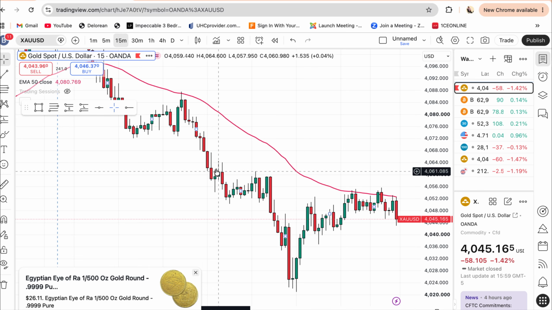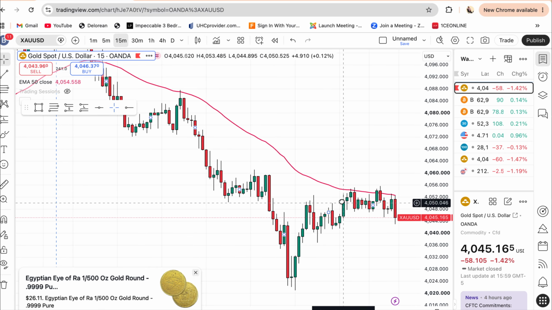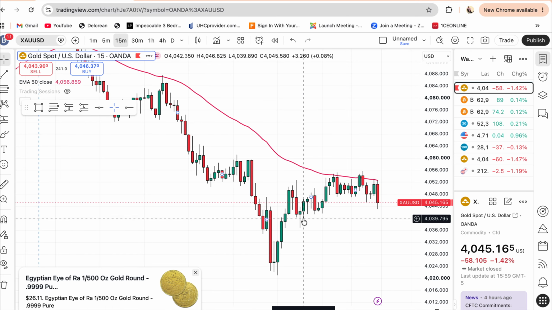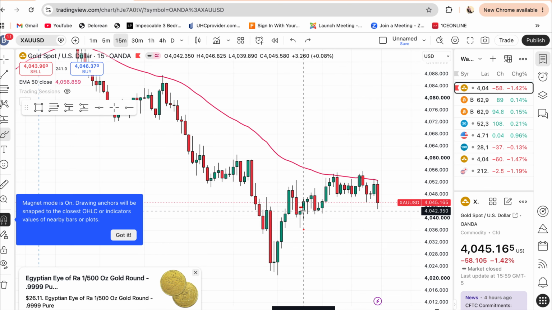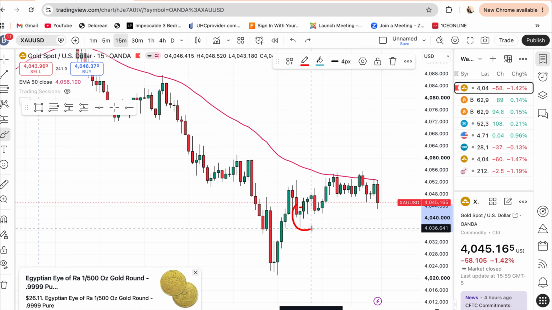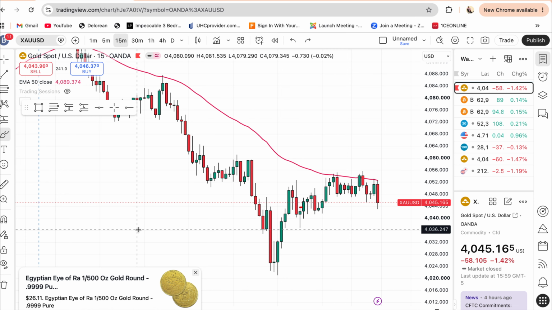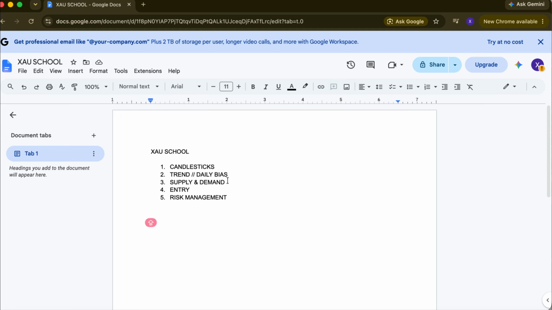Also, you have these wicks. You see these lines that come out of them. They are rejections. We also call them rejection candles. Sometimes, depending on the shape, like this one right here, you might call it a pin bar. Let me draw it. Depending on the shape, you might call this a pin bar. So, rejections and candlesticks.